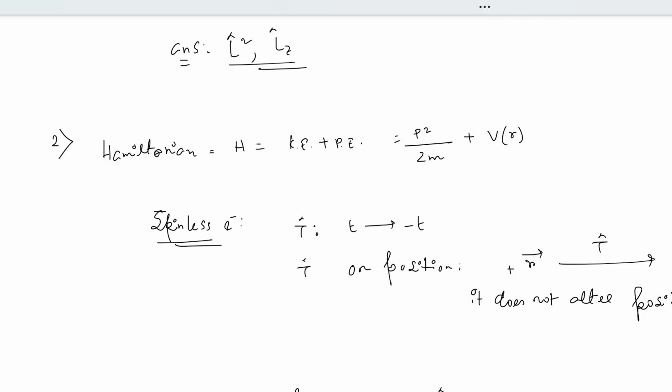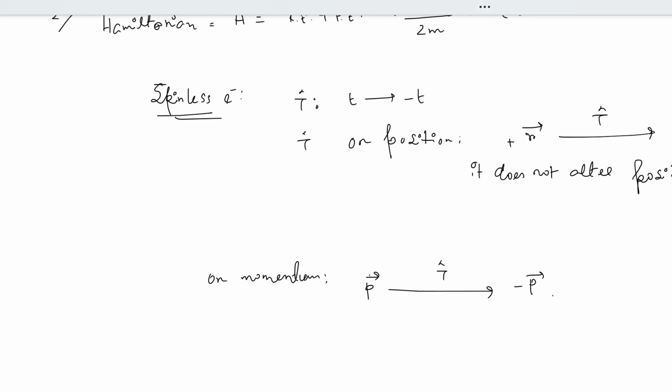So if this is your T, this is for your minus T. So if your momentum here is plus P vector, then your momentum here will be minus P vector. So that is why your momentum direction will be altered by a time reversal symmetry, or going back in time, but your position remains unchanged.